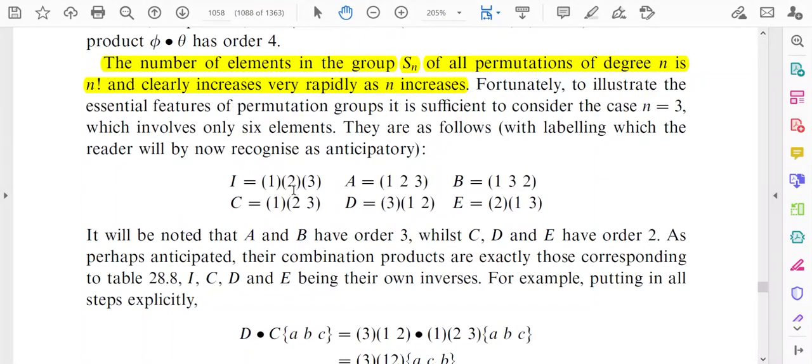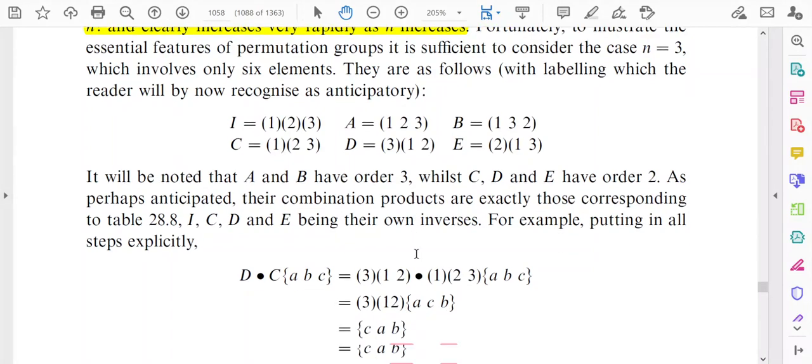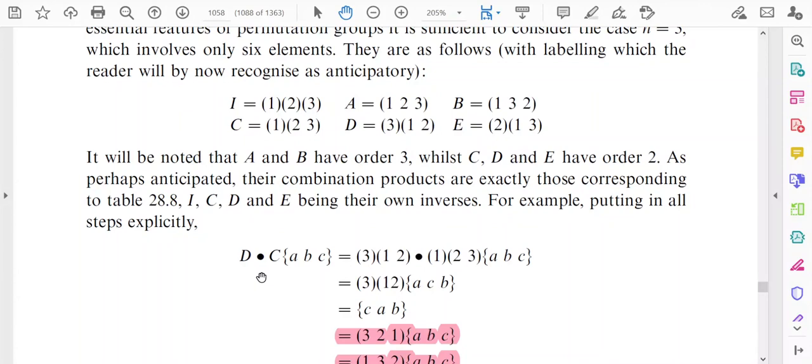So identity is there. Even if you find the inverse, you will see the inverses of the elements are also elements belonging to this set, and it should be noted that I, C, D, E are their own inverses. Now suppose we want to find some particular products between the elements. For a typical example, we are checking the product of D and C, D dot C. So what is D dot C?